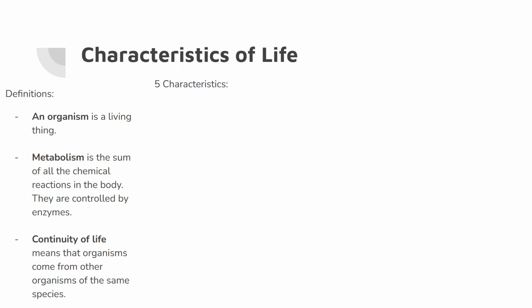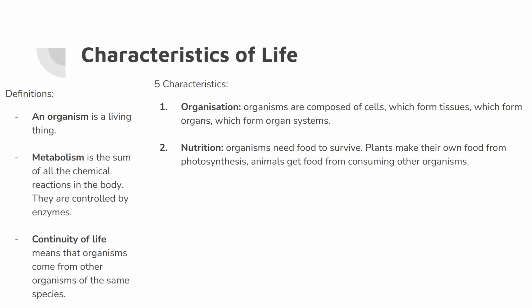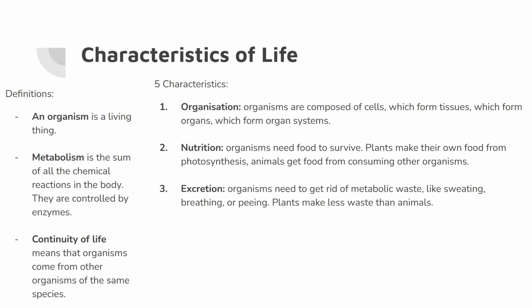Now you have 5 characteristics of life. You have organization. This basically means that organisms are made of cells, and cells come together and form tissues, and tissues come together and form organs, and organs come together and form systems. Nutrition means that organisms need food to survive. Plants make their own food from photosynthesis. Animals get food from consuming other plants and animals.